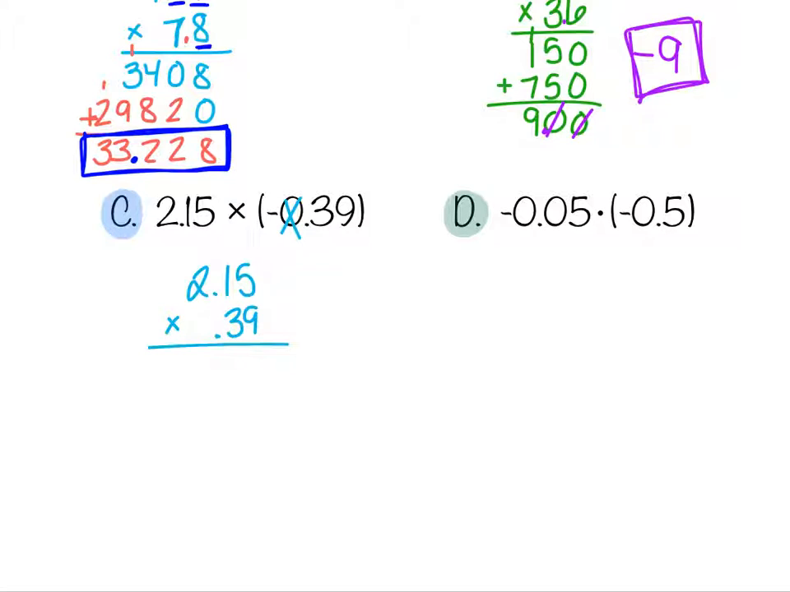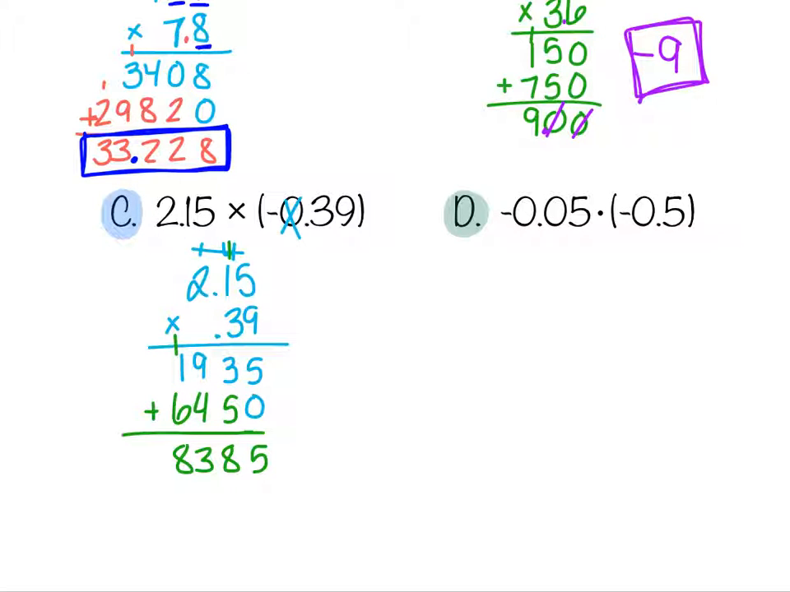9 times 5 is 45. 9 times 1 plus 3 or 4 is 13. 9 times 2 is 18, plus 1 is 19. Drop down a 0. 3 times 5 is 15. 3 times 1 plus 1 more is 4. And 3 times 2 is 6. And we're going to add those up to get 5, 8, 13, 8.